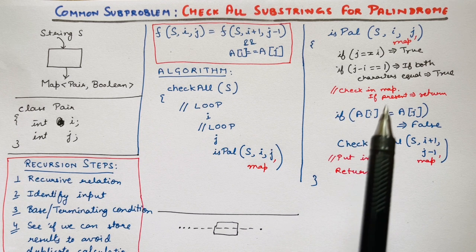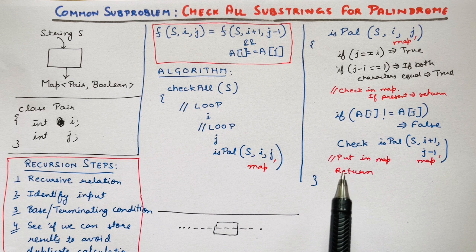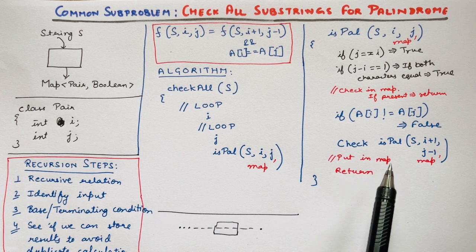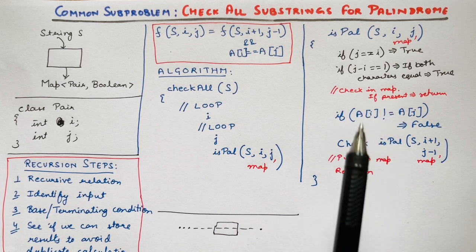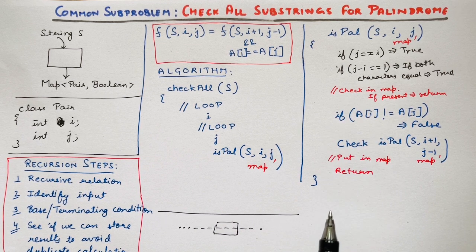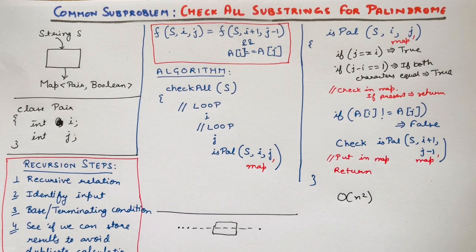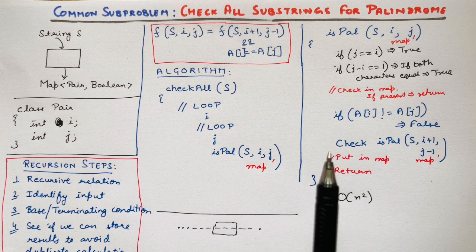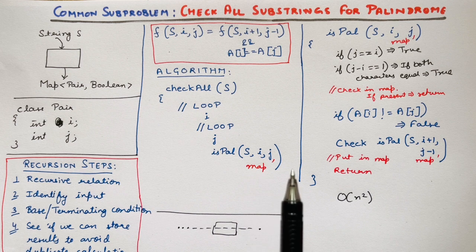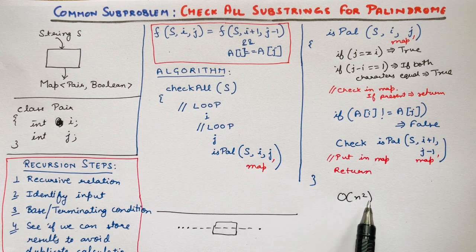But how do we put these values in the map? Basically, whenever we calculate, before returning, we first put that in the map so that we can use it later whenever we encounter it again. At the end, we will have all these results in the map and we can return it or print it, whatever is needed. If we had not used the map and had only used the recursion, our time complexity would be very high. But using the map reduces our time complexity to big O of n square.